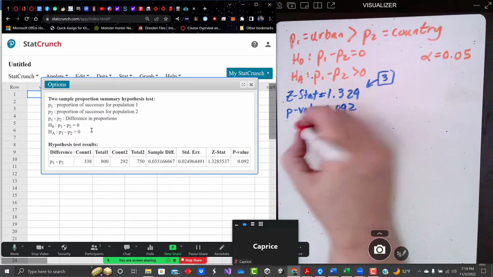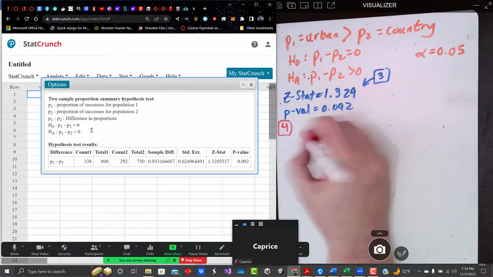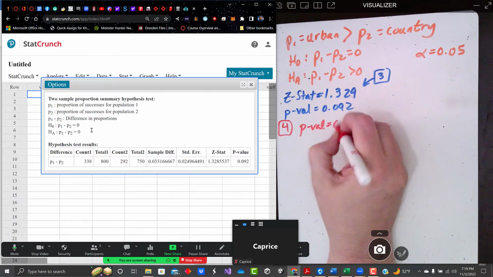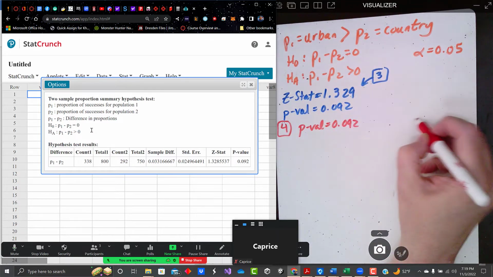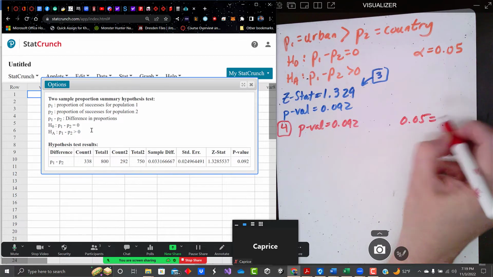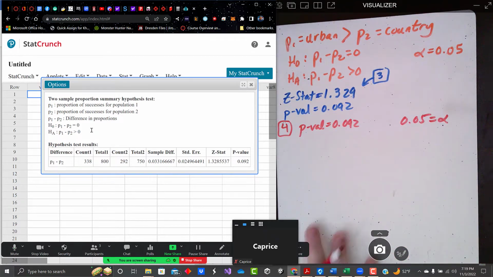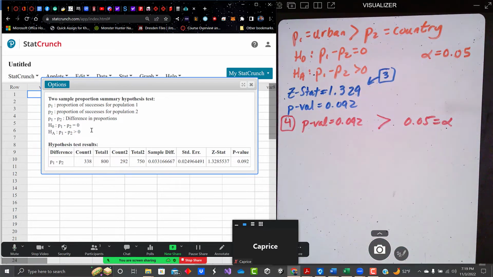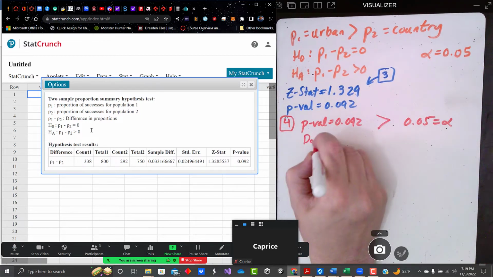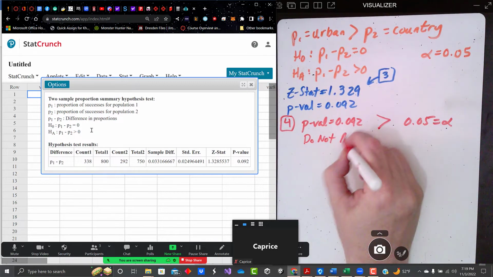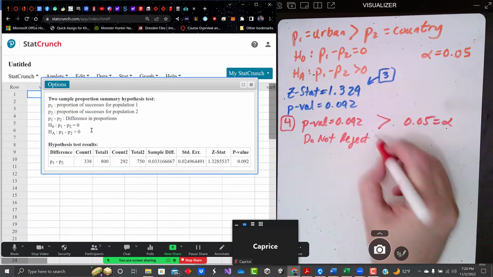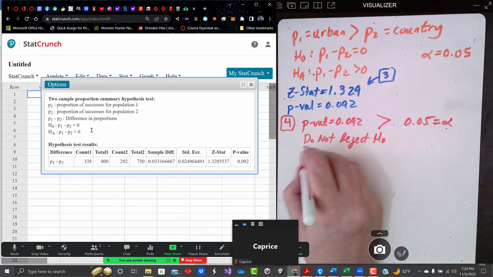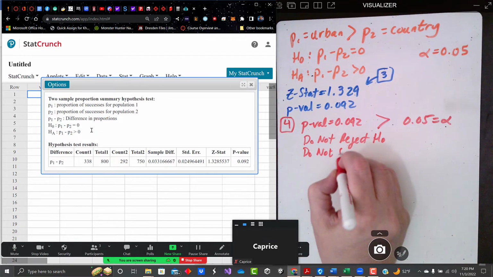Step 4 is to compare them. So my p-value of 0.092 and alpha is 0.05. My p-value is greater than alpha. If the p-value is too low, reject the H naught. If the p-value is not, do not reject. H naught, do not support HA.